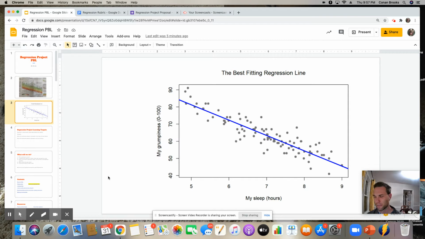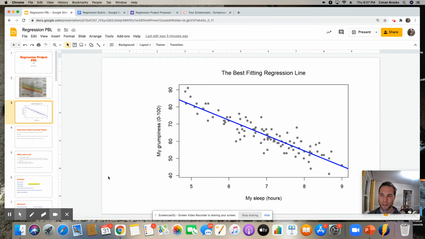This is comparing my sleep and the number of hours to my grumpiness. This is not me, but I'm sure I follow along with this, and that's to say that as sleep increases, your grumpiness goes down. And it's measuring the relationship between two things. It's measuring the relationship between sleep and grumpiness, just like the last one was measuring the relationship between SAT scores and adversity. And that's what we're going to do.